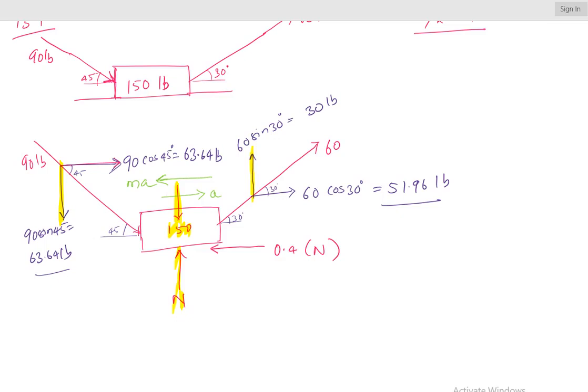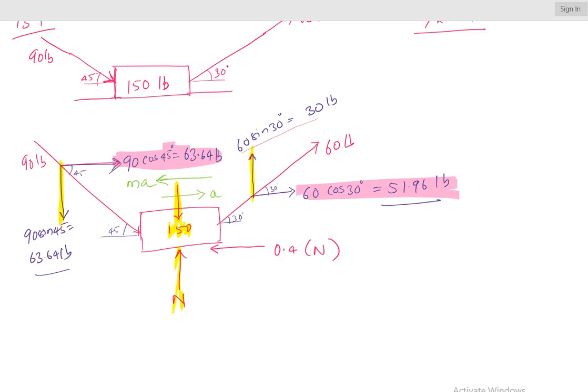Now the 90 pound and the 60 pound forces are acting at an angle, so they should be resolved into horizontal and vertical components. Let's look at these components. This is the horizontal component, and this is the horizontal component. How did we get these? Very simple. These forces are acting at 30 degrees to the horizontal, so this becomes 60 cosine of 30, and the vertical component becomes 60 sine of 30.